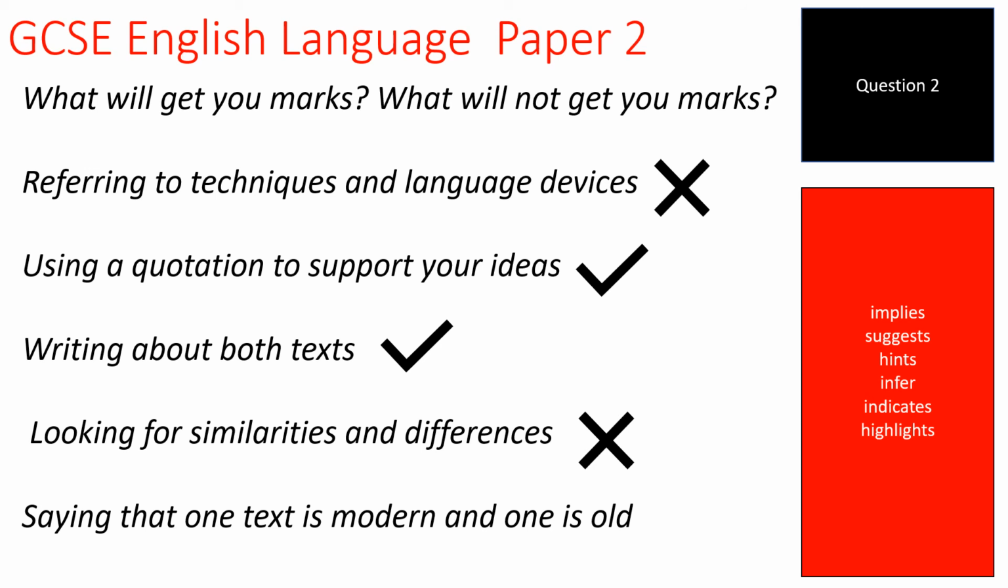And it's not about going, well, this text is an old text and this text is a new text. And that links into the last one. There really isn't much to say about the text when you say that one is a modern and one is an old text. There are no marks for that. It's quite obvious because the examiner on the actual paper tells you one is written in a particular time and one is fairly modern. So you get no marks for that. So don't even mention it.